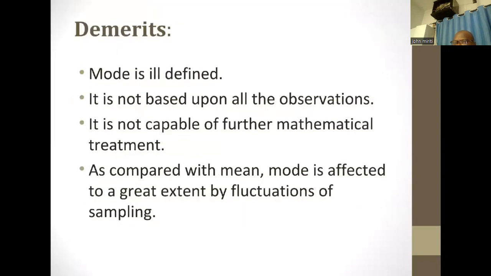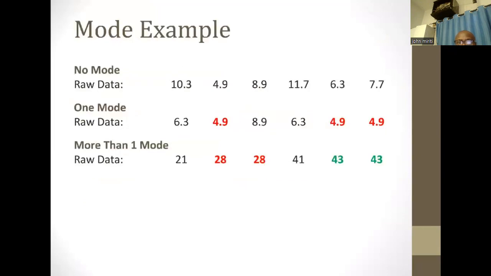So the disadvantages of mode are that it is ill-defined. It is not based upon all the observations. It is not capable of further mathematical treatment. As compared with mean, mode is affected to a great extent by fluctuation of sampling. So let us see some examples of mode.